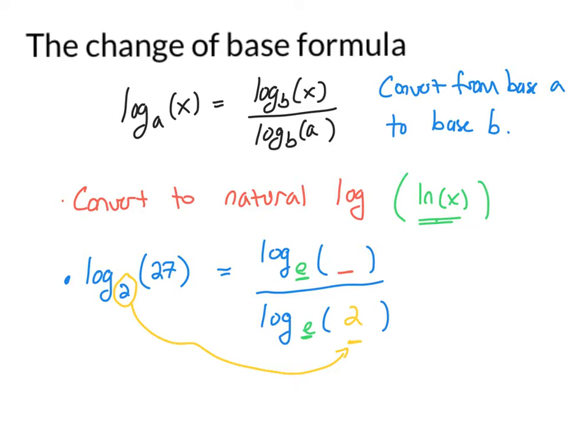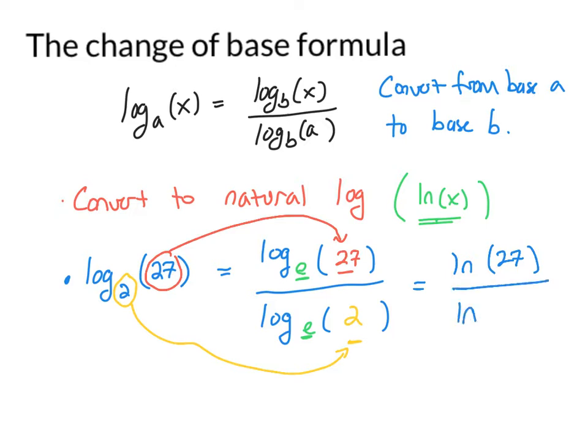And when I want what's in my numerator in the red, I look at what's my input, and that goes up here. So that would be 27. All right, so putting this all together, log base e, we write that as natural log, so it's ln of 27 divided by ln of 2. So if I had this original logarithm over here, log base 2 of 27, and I want to convert it into natural log, I would use this fraction right here. So log base 2 of 27 is the same as natural log of 27 divided by the natural log of 2.